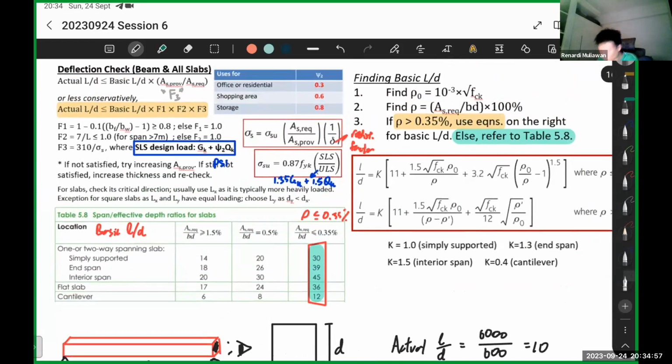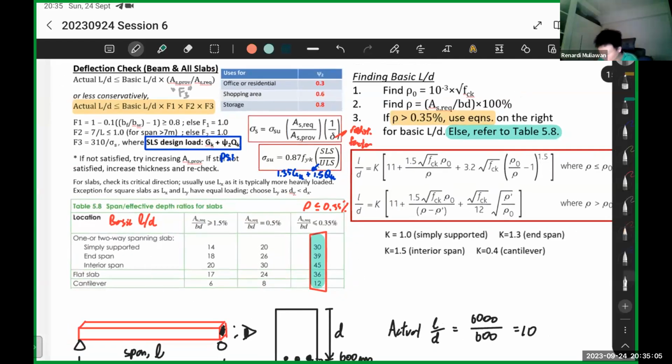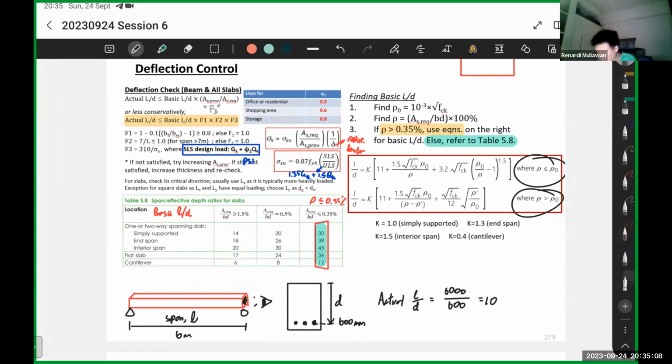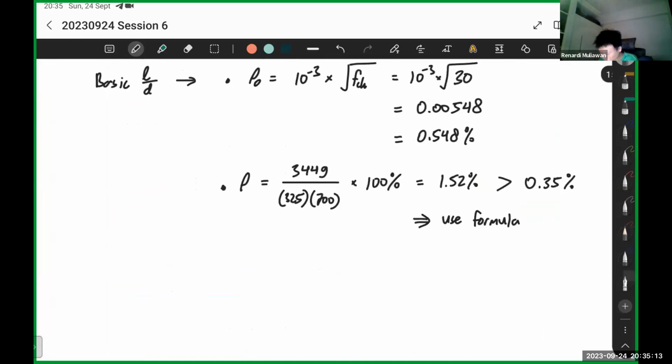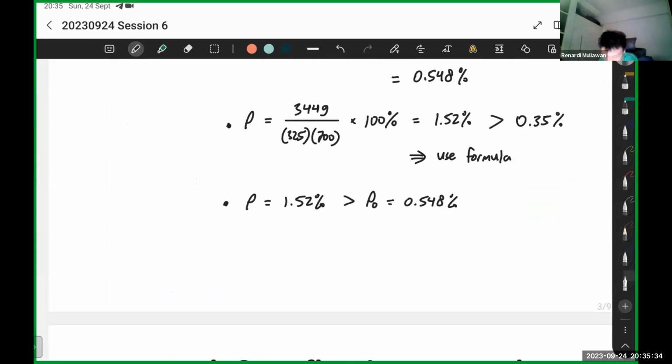So if rho is bigger than 0.35%, we need to use this very long formula, instead of just getting it from the table. Then we have two cases, depending on whether rho is bigger or smaller than rho 0. In this case, rho is 1.52%, which is definitely bigger than rho 0, which is 0.548. Then we just use the formula.